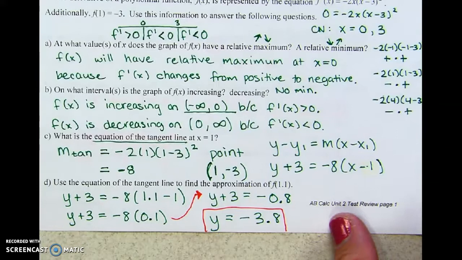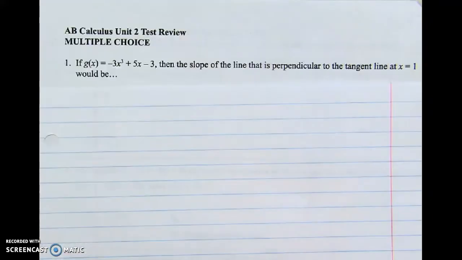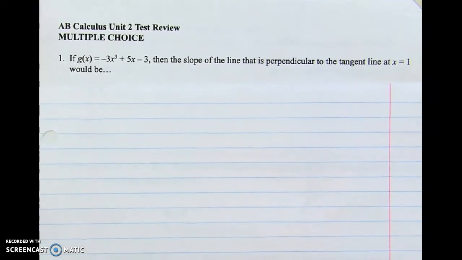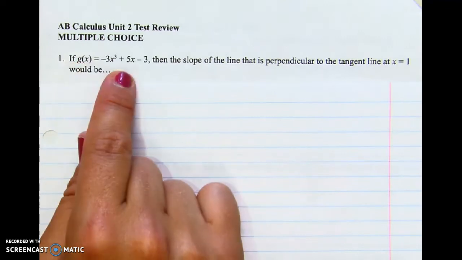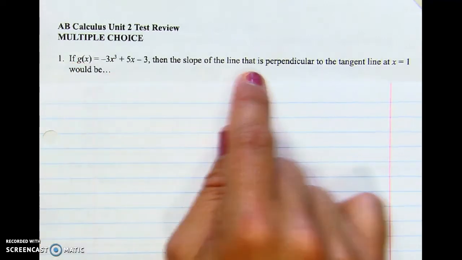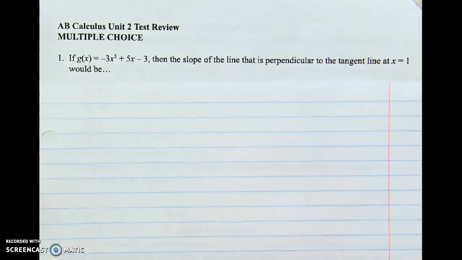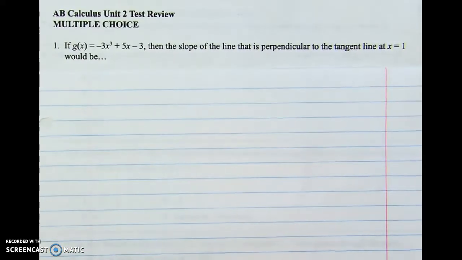All right, I have some time, so I'm going to do 2 on the back here. Y'all ready? If g of x equals this, then the slope of the line that is perpendicular to the tangent line at x equals 1 would be. Welcome to calculus when you have to do like 8 problems in one little problem. So, you ready? Get set.